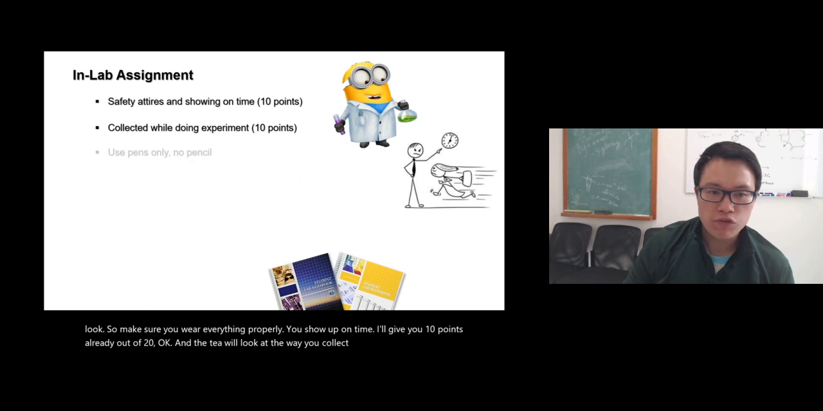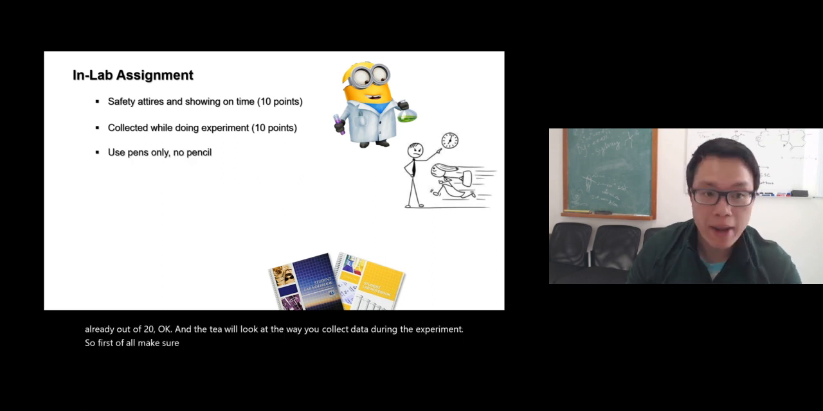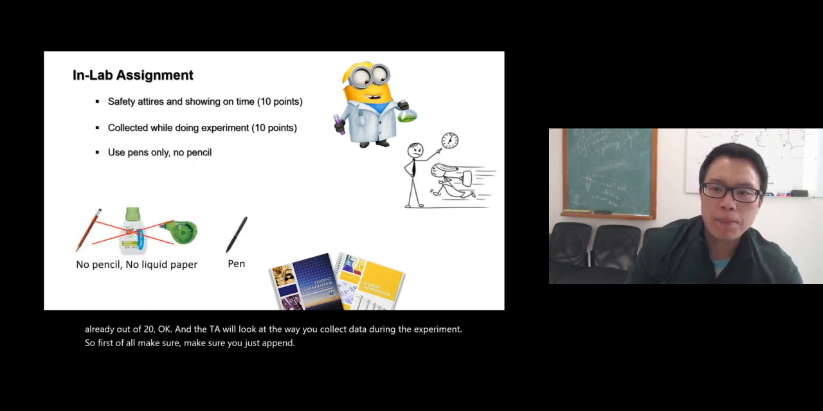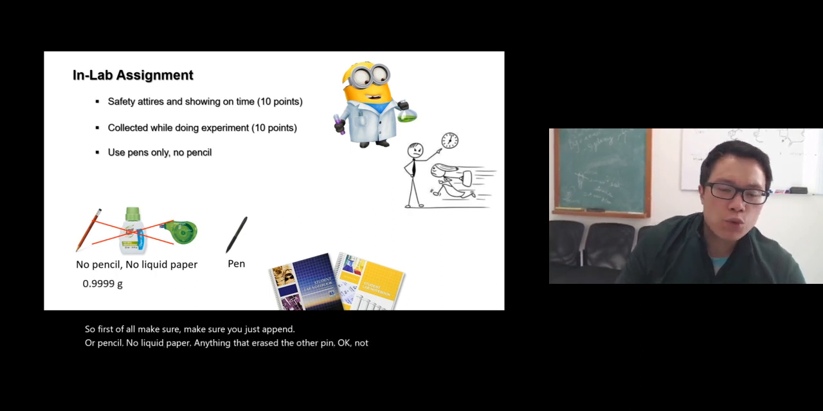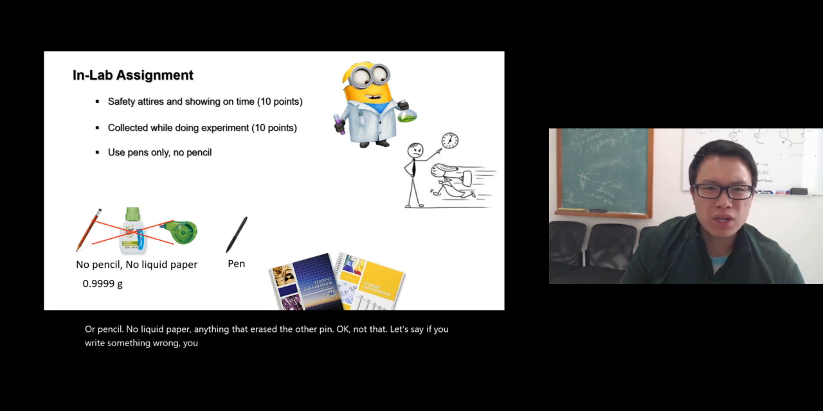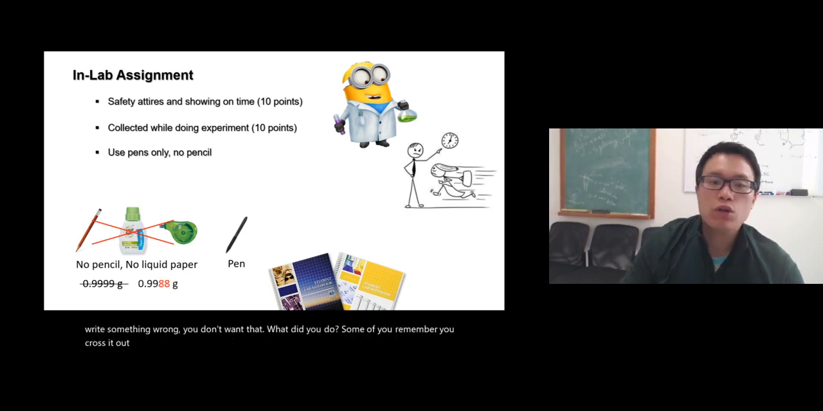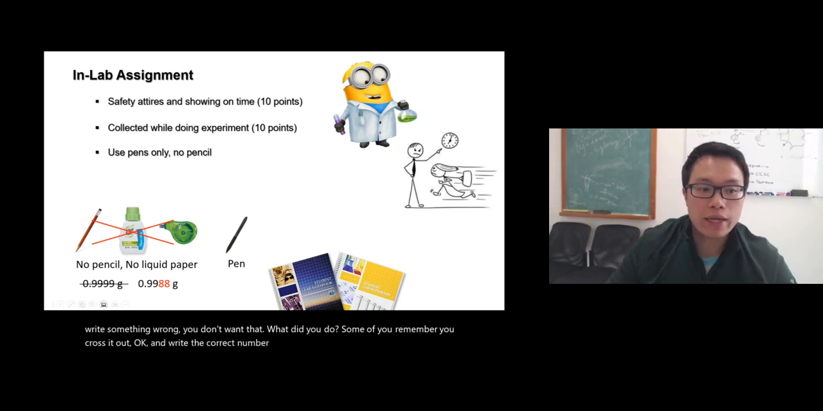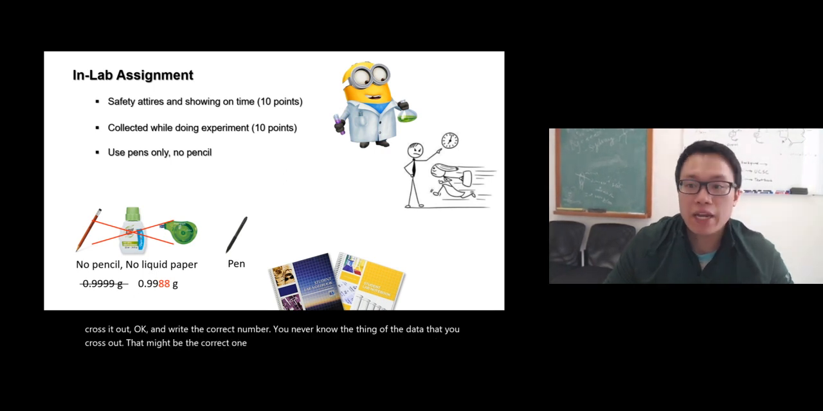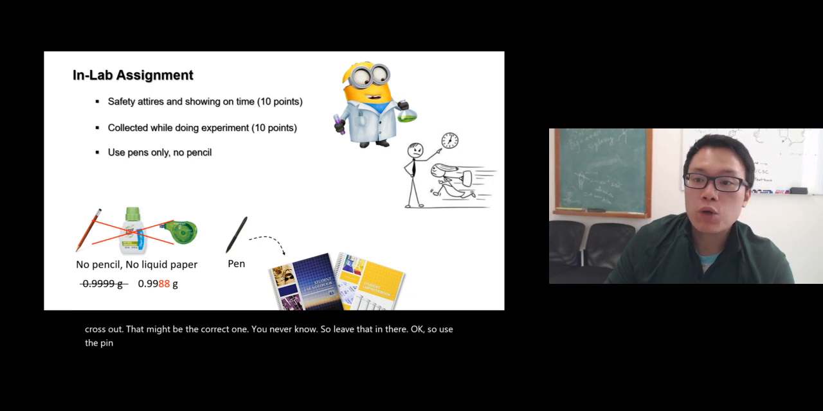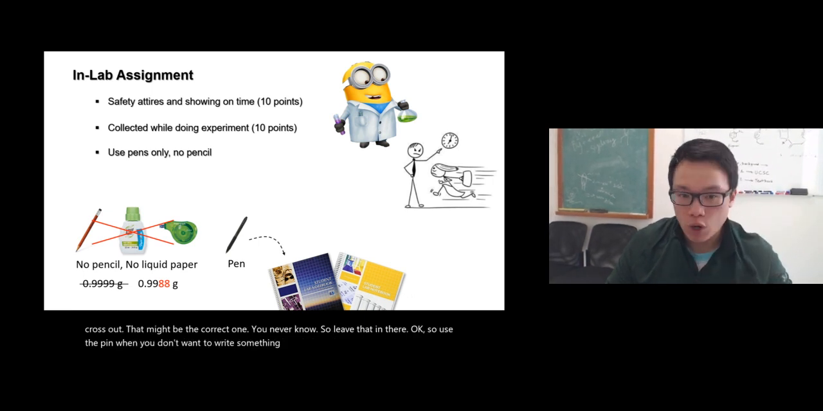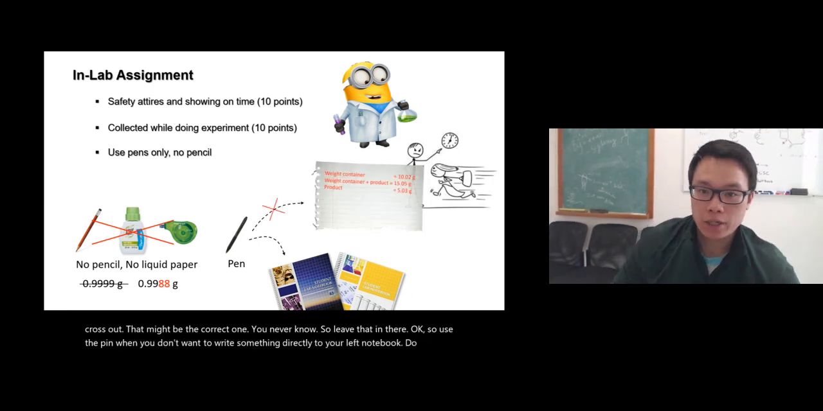data during the experiment. So first of all, make sure you use just a pen, no pencil, no liquid paper, anything that erases the pen. Okay, not that. Let's say if you write something wrong, you don't want that. What do you do? Some of you remember, you cross it out, okay, and write the correct number. You never know, the data that you cross out might be the correct one. So leave that in there. Okay. Now, use a pen when you write something directly into your lab notebook. Do not write on your scrap paper.